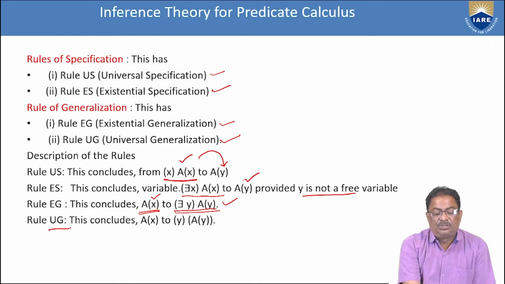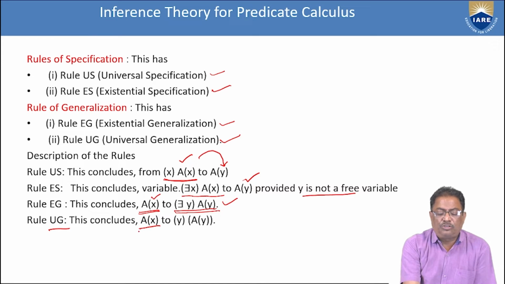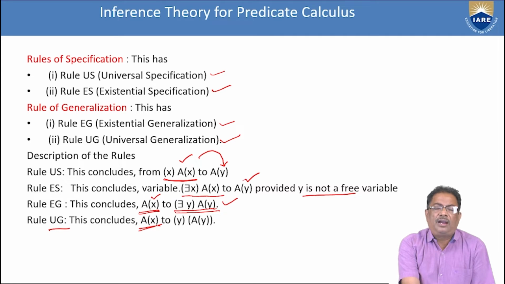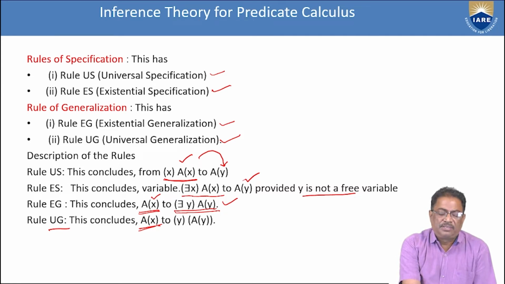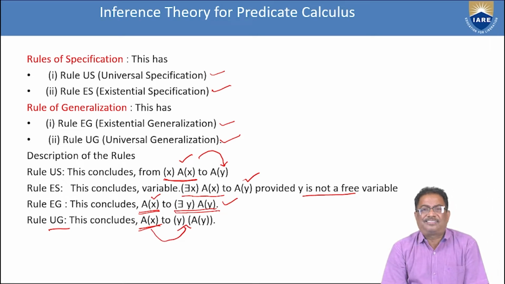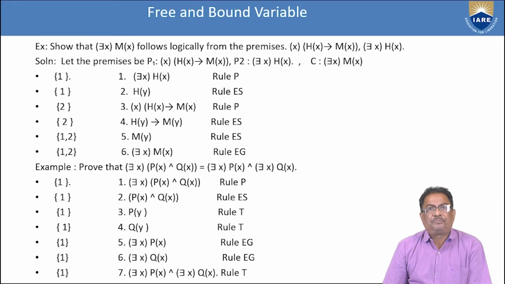Universal generalization. This concludes that if it is true for x, then, while proving, it is not possible to prove it for all values of x, so we take one particular value of x and then generalize in a similar manner. If we take x to different values, then it is automatically also true. That is universal generalization.